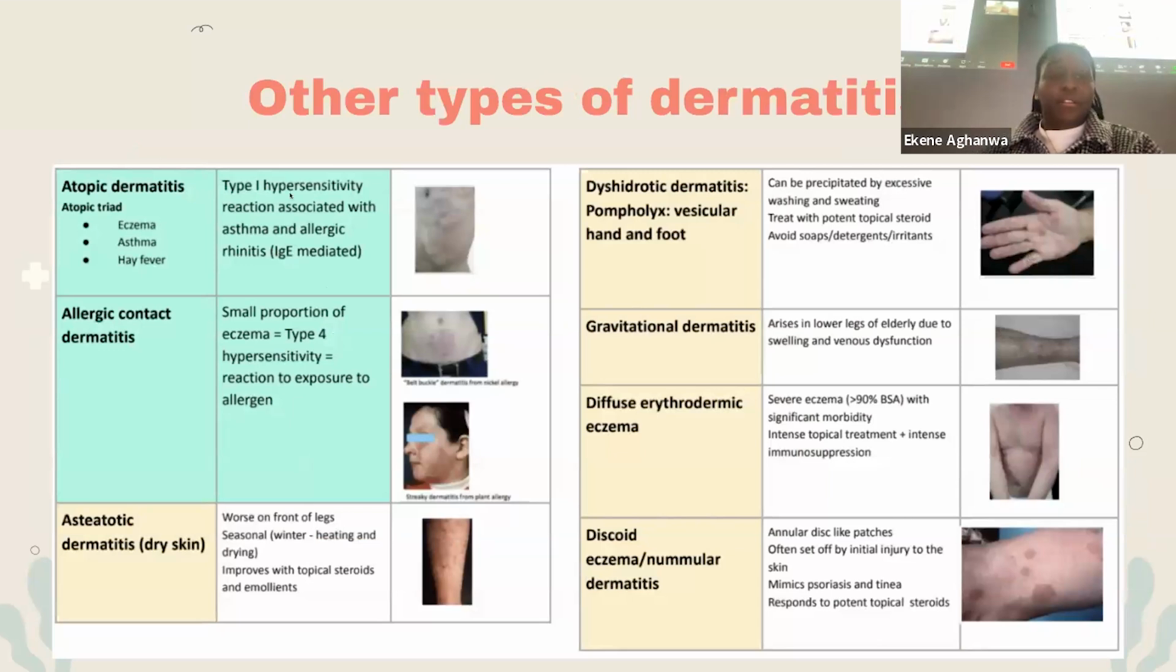The other type of dermatitis I would probably point out is allergic contact dermatitis. You may know it from your OC Health already, but this one is a type 4 sensitivity reaction, and it's because of exposure to an allergen in this case. So it's different from atopic dermatitis.